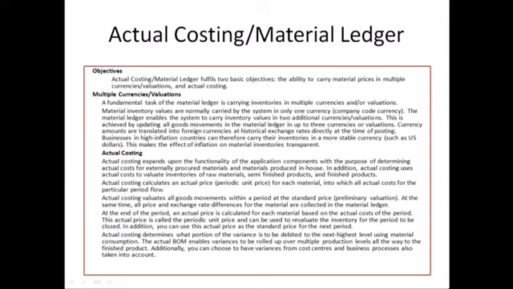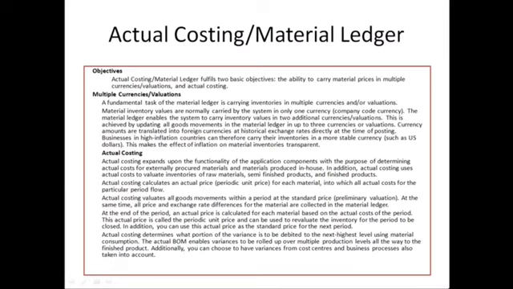Actual costing evaluates all goods movements within a period at the standard price. At the same time, all price changes and also the exchange rate differences are booked to the material ledger. That is why we are able to derive or calculate the actual price of the inventory.